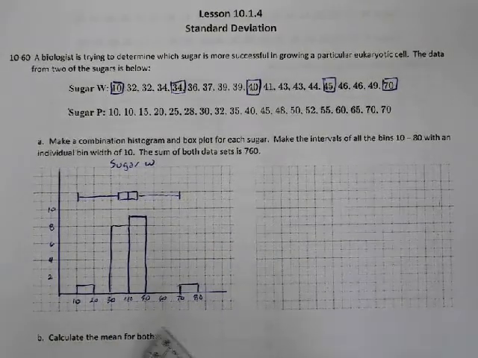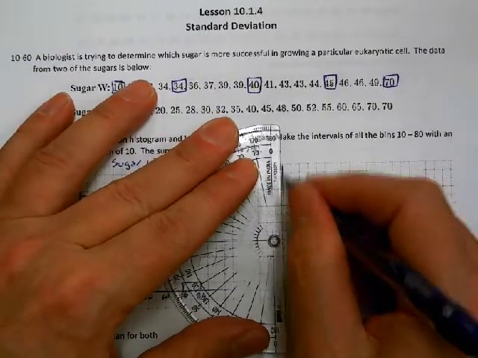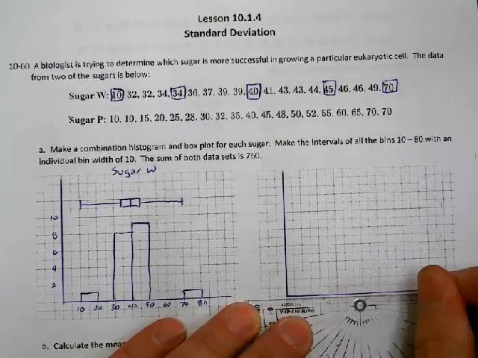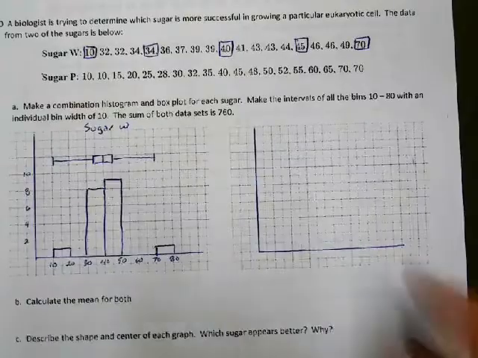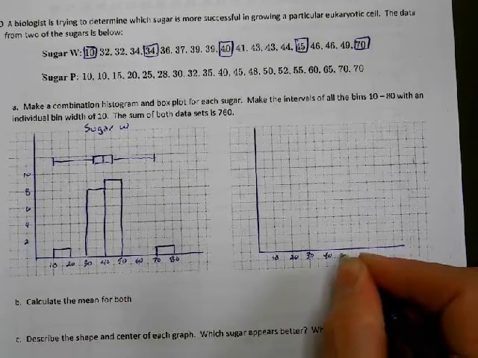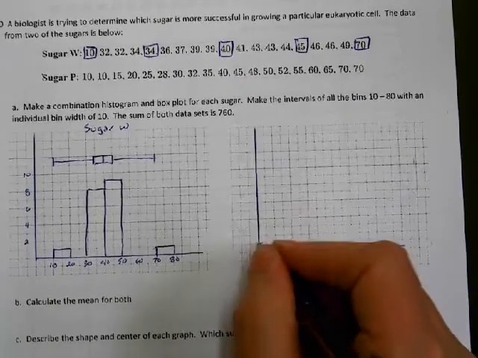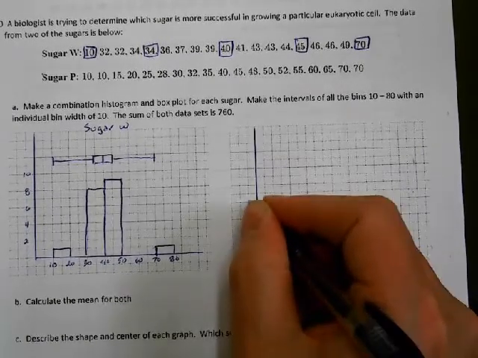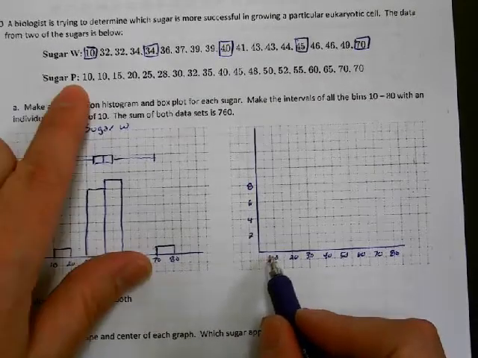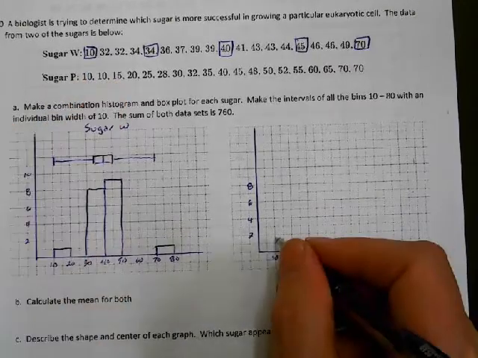Let's do sugar P. For sugar P, we'll set it up. We'll do the same bin sizes for this one as well. So we'll do 10, 20, 30, 40, 50, 60, 70, 80, and 2, 4, 6, 8. For the first bin, 0 to 10, nothing. From 10 to 20, I've got 1, 2, 3. It doesn't count 20, so just 3 in that bin.